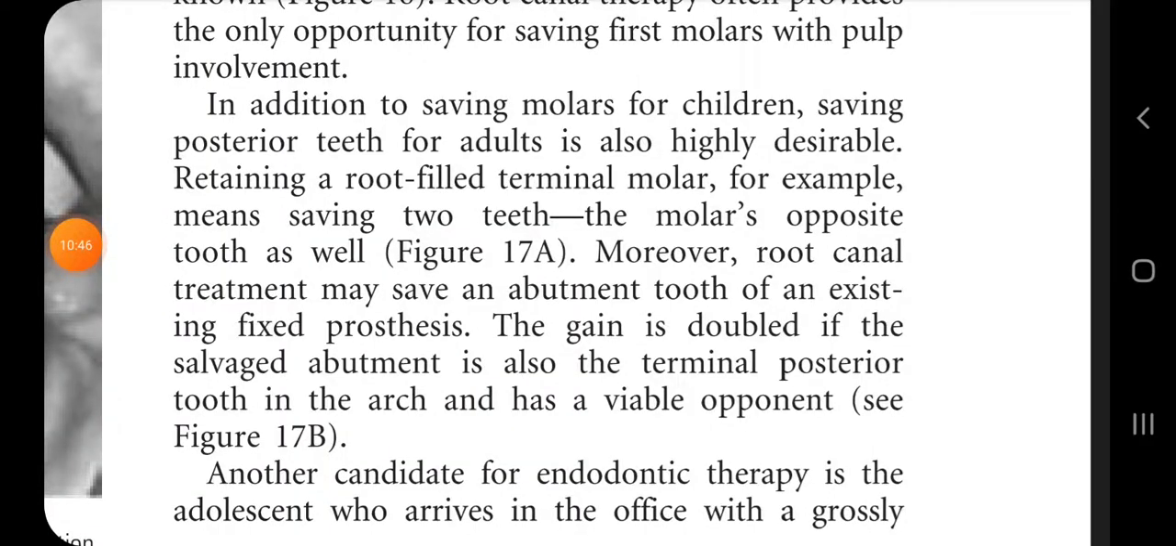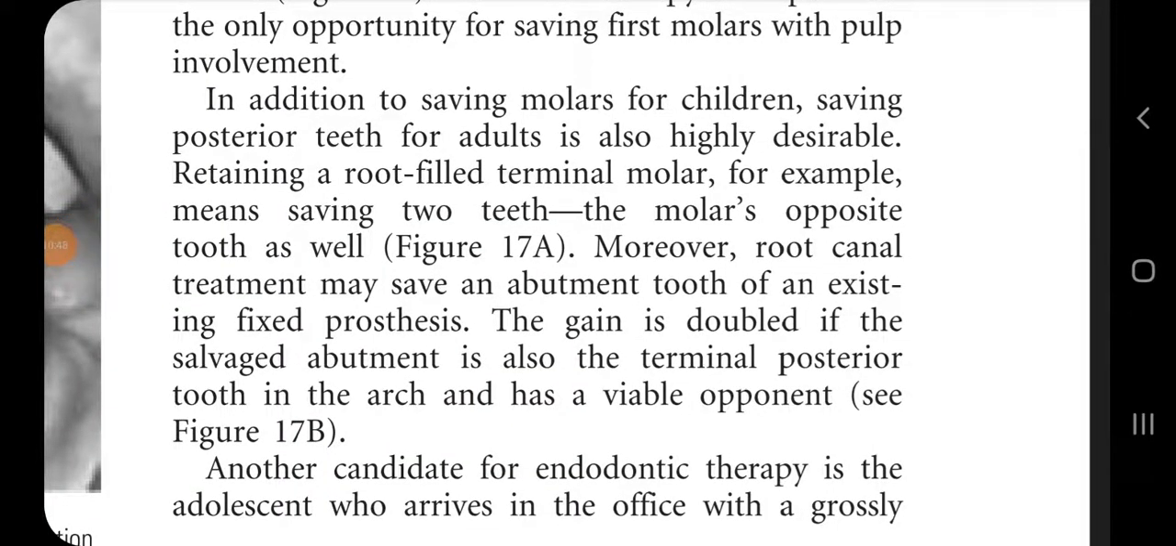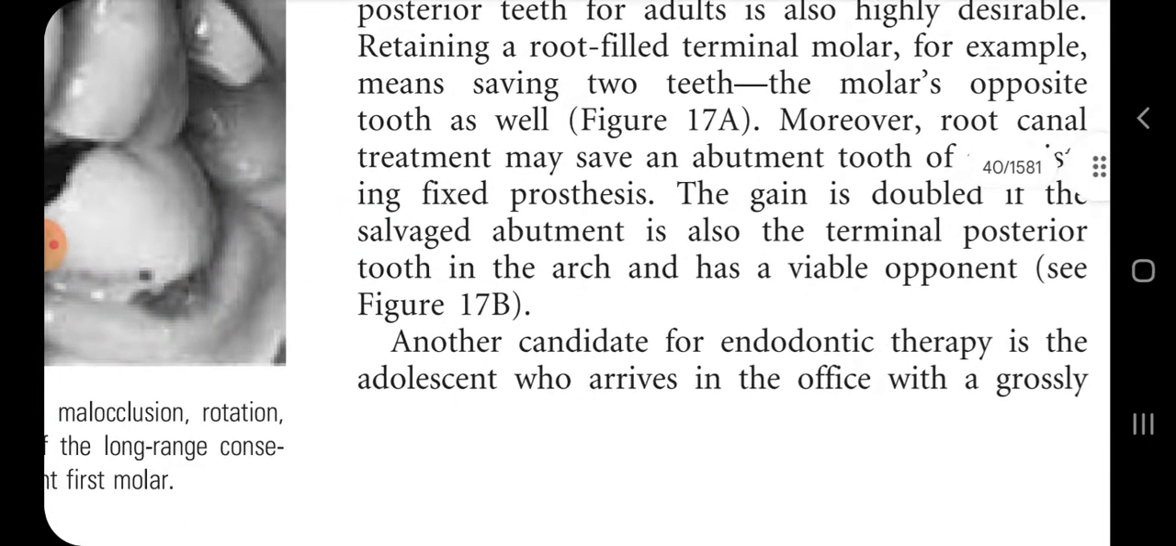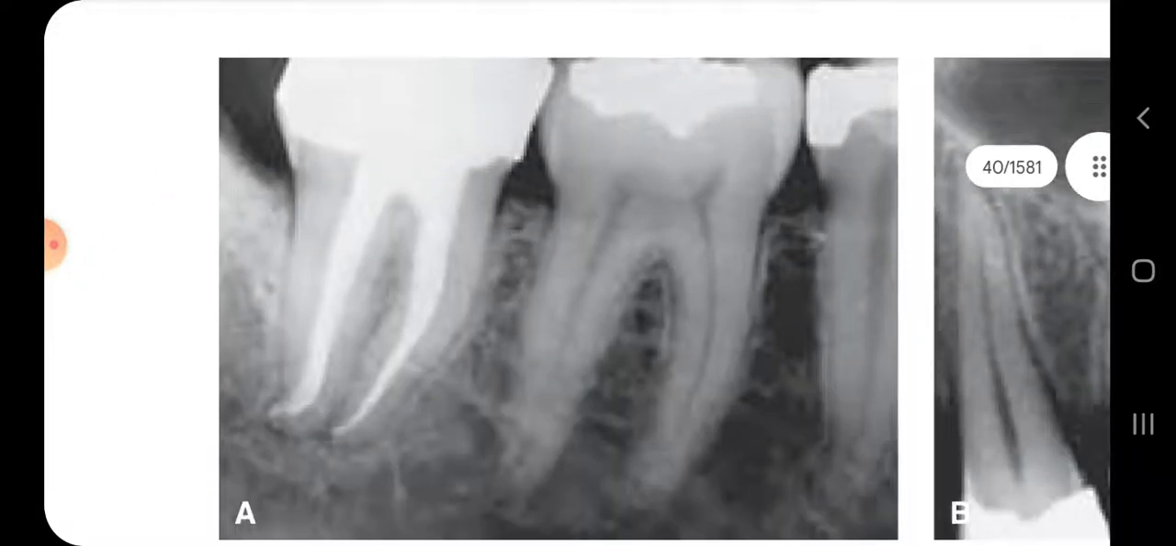In addition to saving molars for children, saving posterior teeth for adults is also highly desirable. Retaining a root filled terminal molar, for example, means saving two teeth, the molar's opposite tooth as well. You can see this in figure 17a.